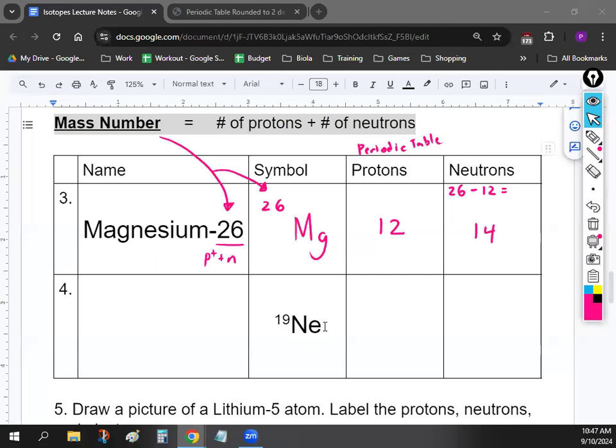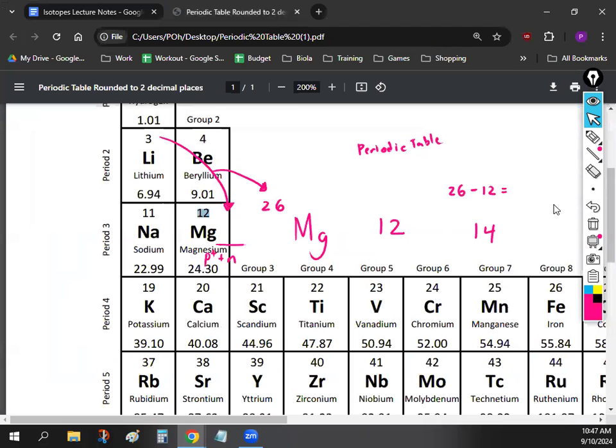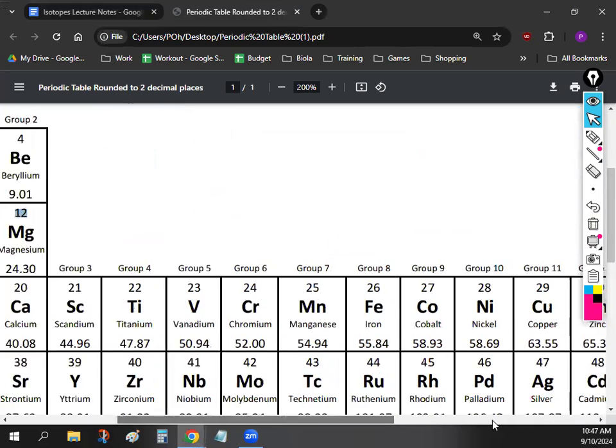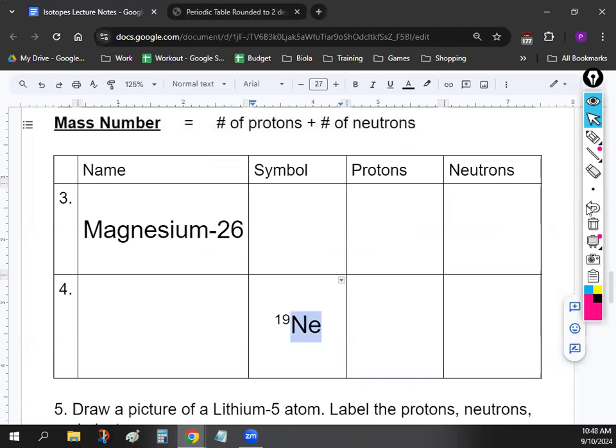All right, so for number 4, we have the symbol, and so we have to find the name. So we're going to look for Ne on the periodic table. If we go to the periodic table and go all the way to the right, we have Ne, which is neon. Okay, and while we're at it, let's take the 10 protons as well to answer the other question.